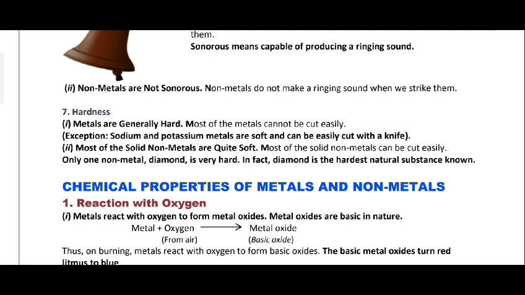Next is hardness. Metals are generally hard. Most of the metals cannot be cut easily, but sodium and potassium are the metals which are very soft. They can be cut easily with a knife. Most of the solid non-metals are quite soft. But one non-metal, diamond, is very hard. In fact, we can say diamond is the hardest non-metal known.